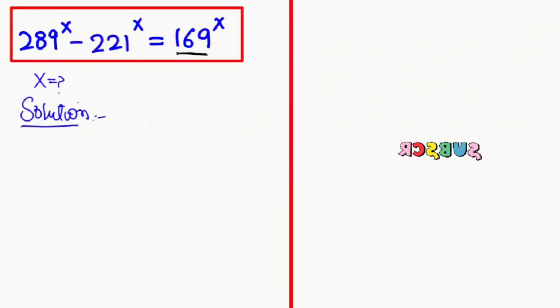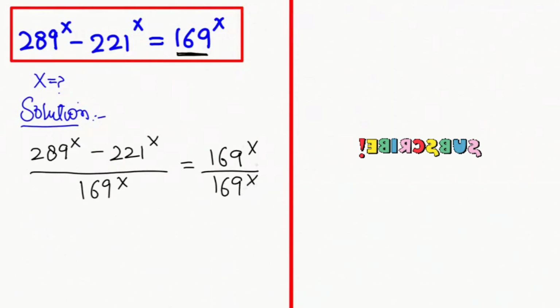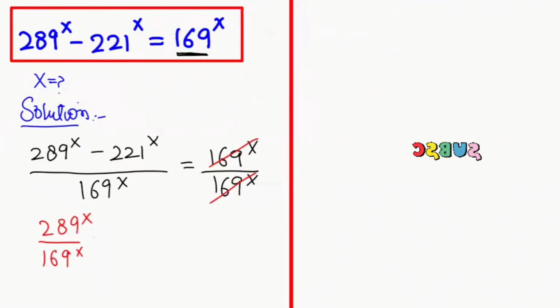First, I am going to divide both sides by 169 to the power of x. 289 to the power of x minus 221 to the power of x over 169 to the power of x is equal to 169 to the power of x over 169 to the power of x. Here this and this get cancelled. So the equation turns to 289 to the power of x. This denominator is dividing both the numerators, so I am going to write it under both the numerators.